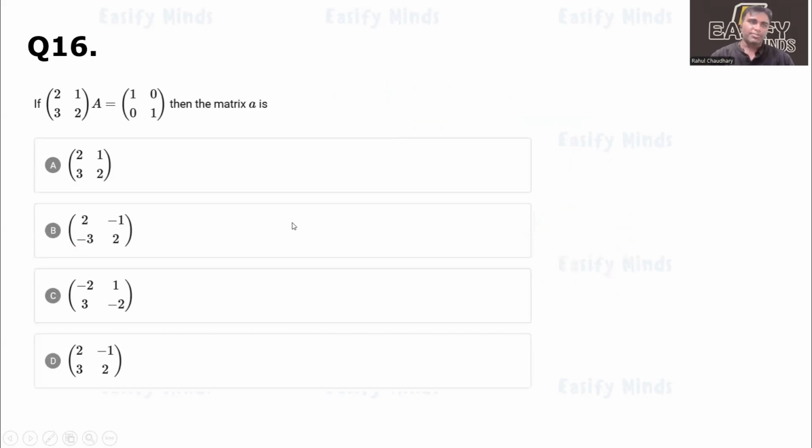Let's move to 16th. 2 1 3 2 multiplied with A and we are getting identity matrix. What is the matrix A? This A matrix we have to tell. Let's solve. The answer is option B. Two matrix multiplication is I. I told already, if two matrix multiplication is I, it means one matrix is the inverse of the other. B is equal to A inverse.